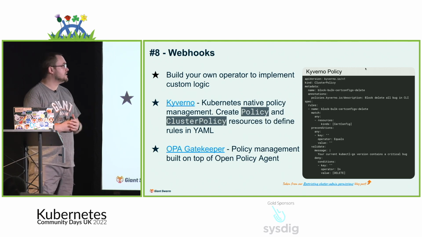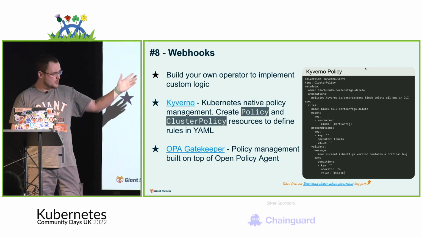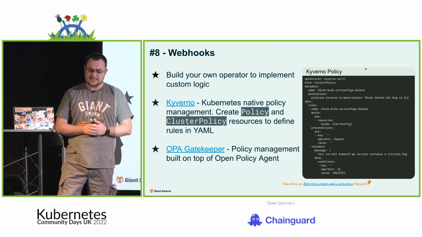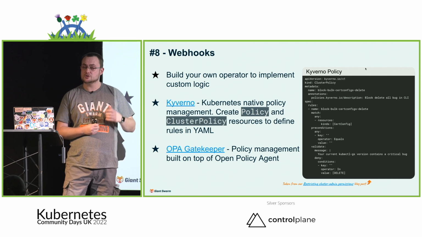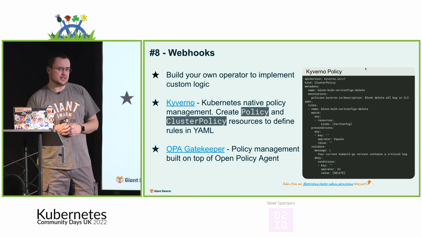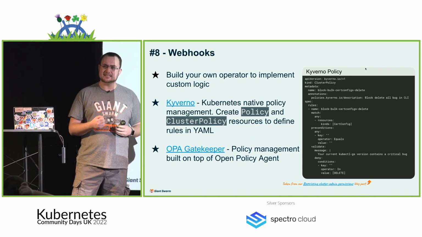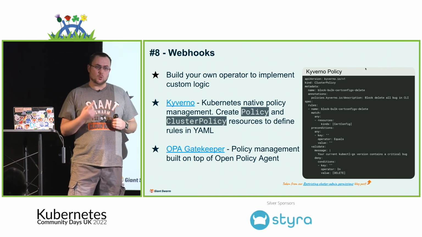So on the right here, this is a policy that we actually had to use at Giant Swarm. This is a Kyverno policy. We had an issue in our CLI tool, the kubectl plugin that I mentioned earlier, the GS plugin. There was a bug in that where it was accidentally deleting all certificate configs where it was only meant to be deleting one.